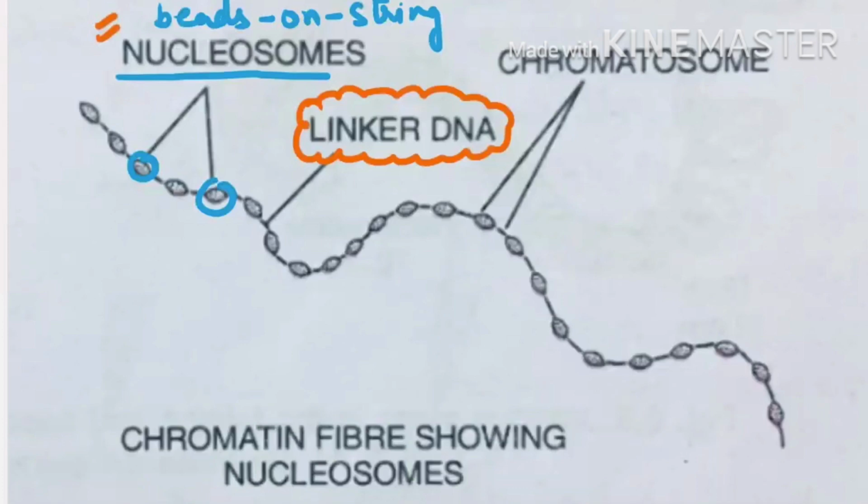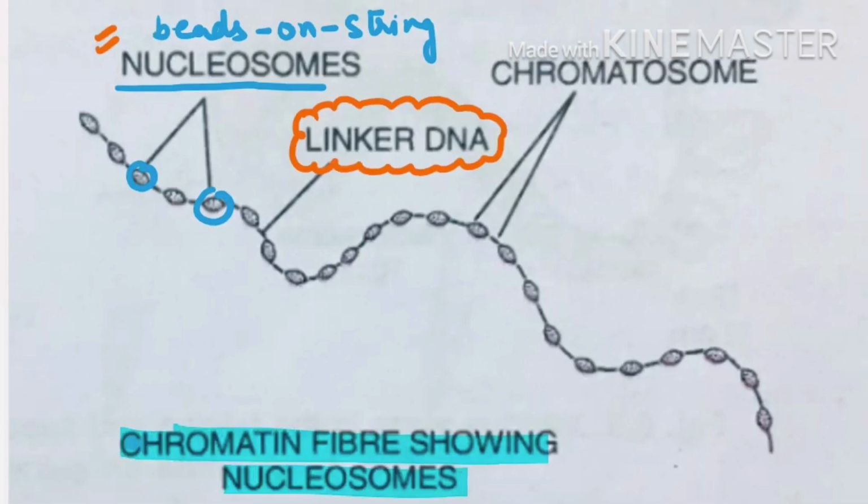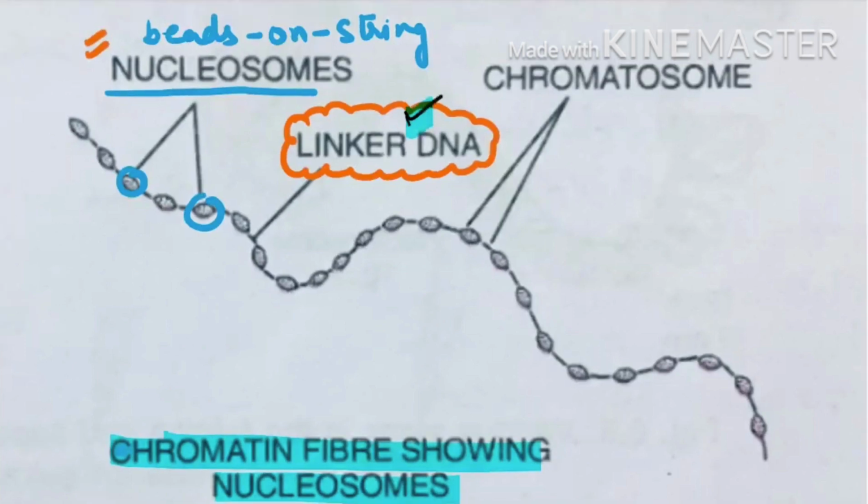And this is your chromatin fiber, which is showing the nucleosome. So I hope up till here the topic is clear to you, how the DNA is packed with the help of histone proteins making the nucleosomes, and two nucleosomes are connected with the help of linker DNA, and finally they appear as a beads on string structure.